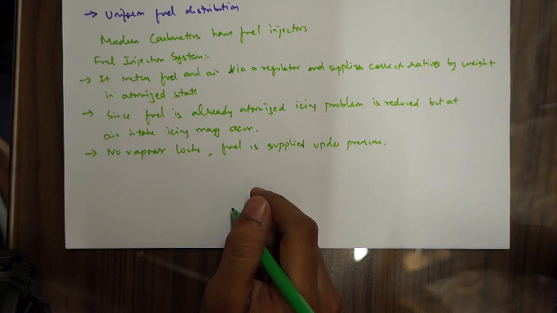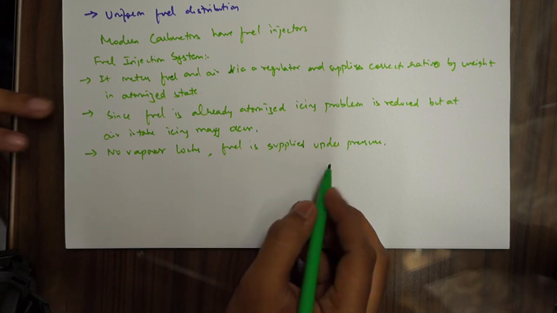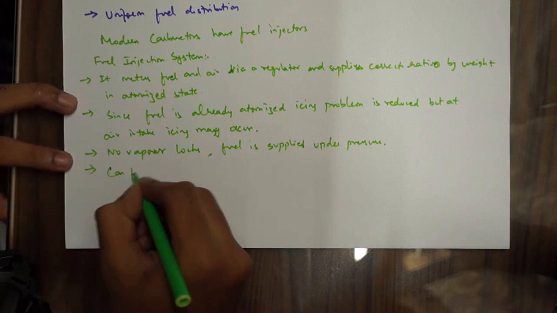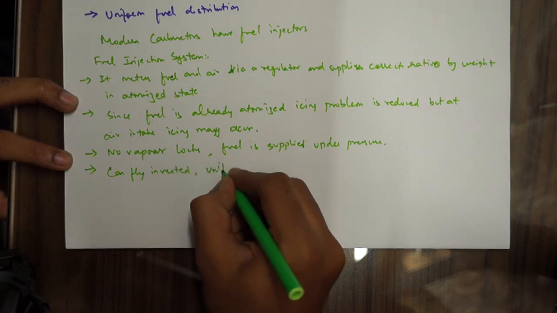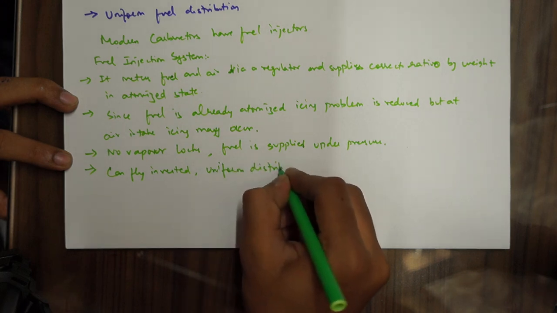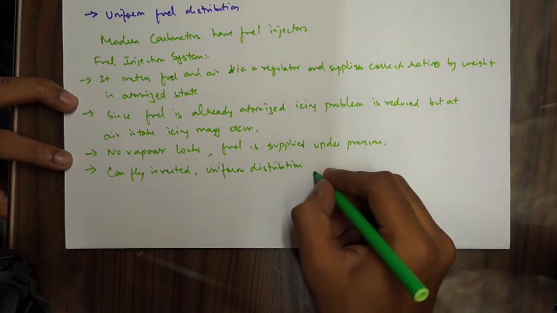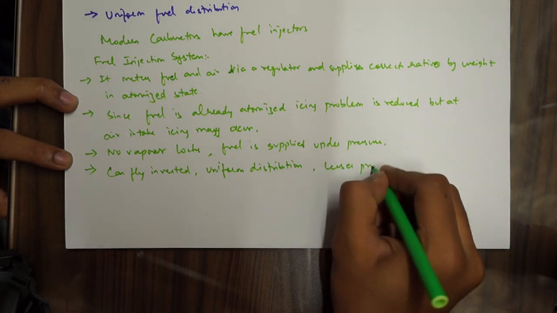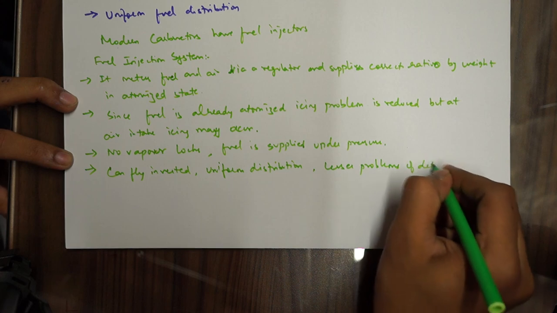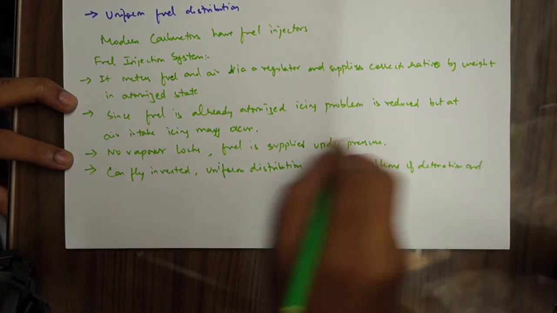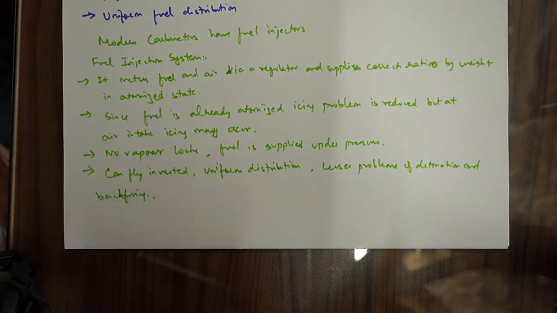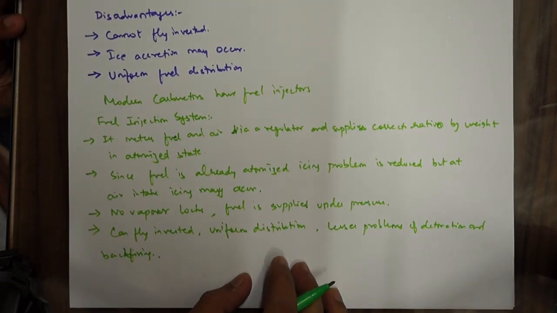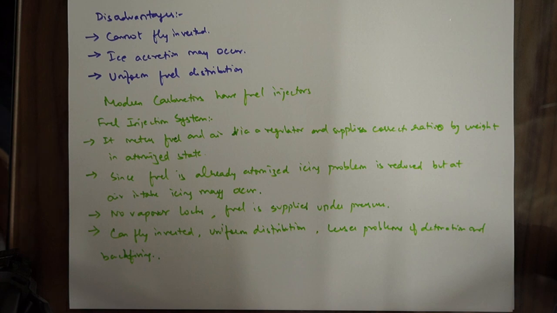You can fly inverted, you have a uniform distribution to all the cylinders, and problems of detonation and backfiring are reduced. I'll just write it down. Can fly inverted and uniform distribution takes place, and lesser problems of detonation and backfiring. That's all. So we are done with carburetors finally, and that's the end of piston engines for us.